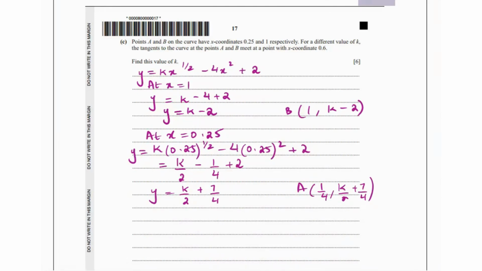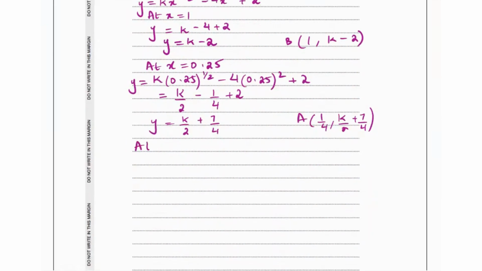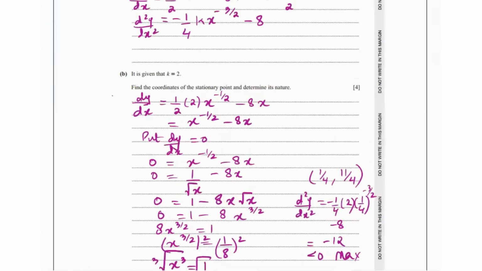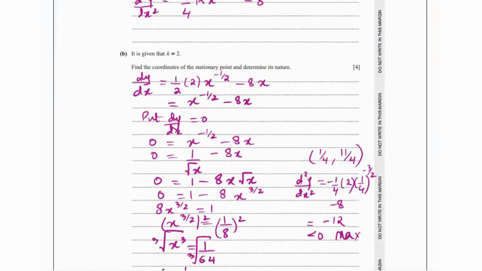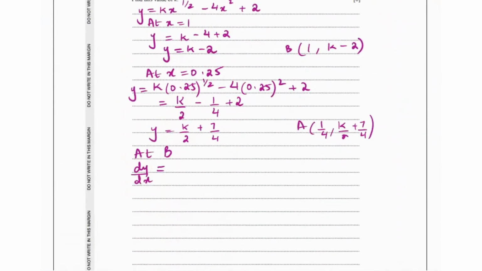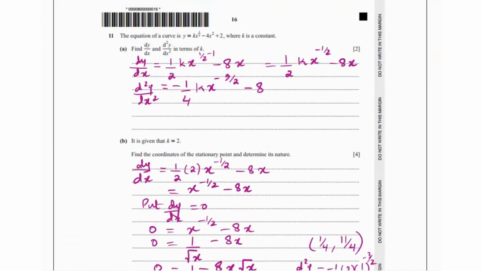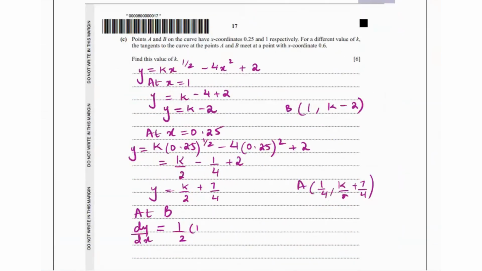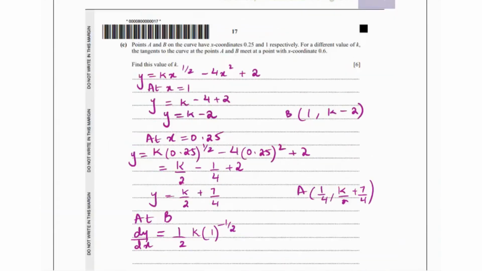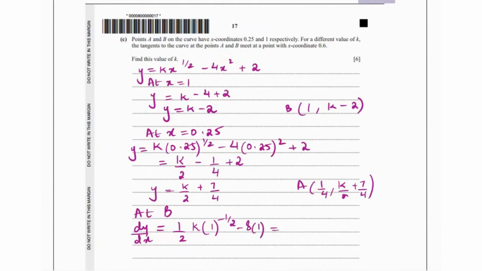Now I find the gradients at these points. At B, dy by dx is going to be 1 over 2 times 1 times k times x to the power of negative 1 over 2, and then it's minus 8x. That's basically k over 2 minus 8.